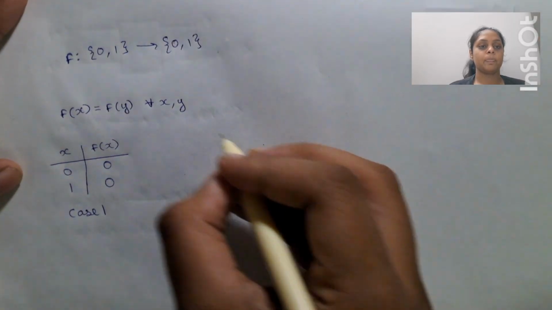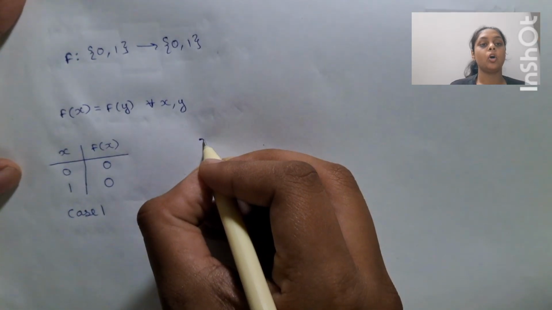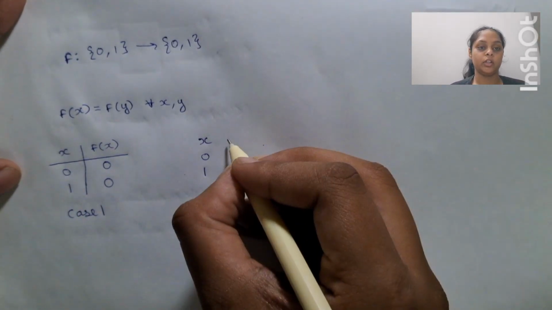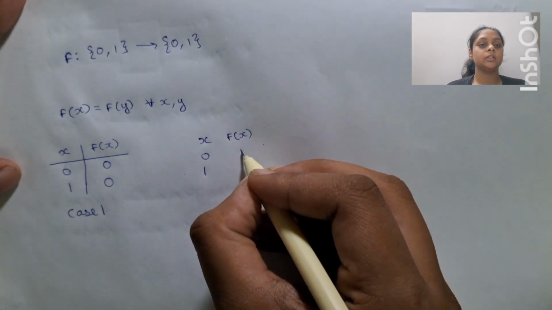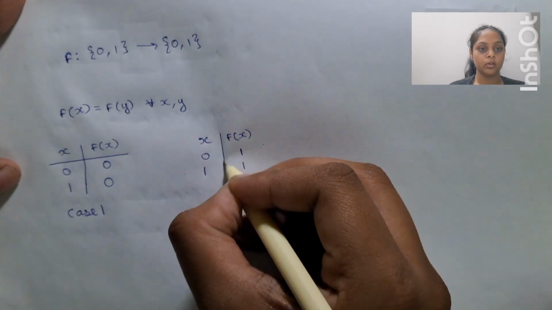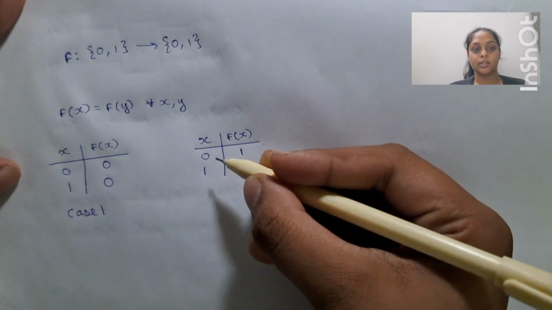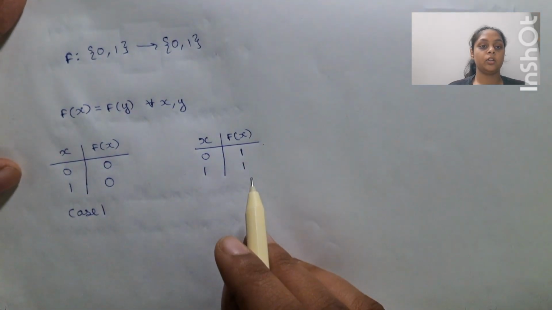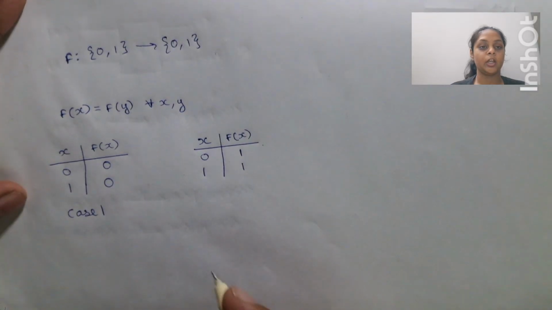Now in case 2, we will put x as 0, 1, the same as before, and f(x) will change to 1, 1. Here, the input is 0, 1 and the output is 1 regardless of the input. This case is also called constant. Now, let us take a look at balanced.